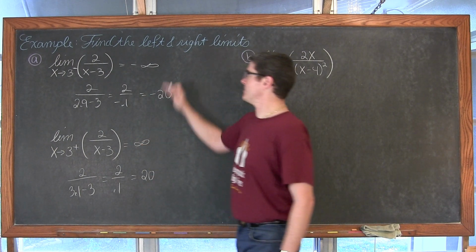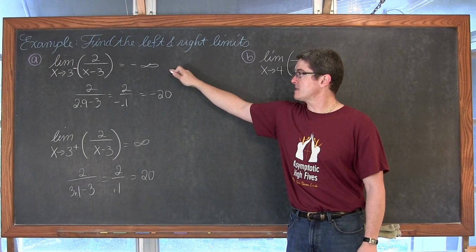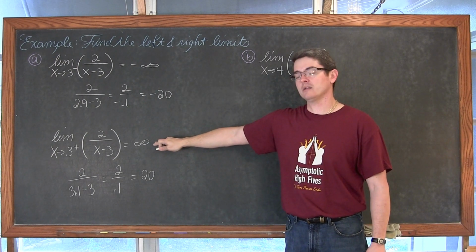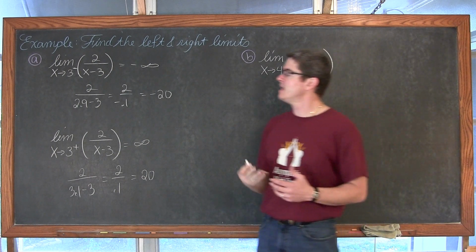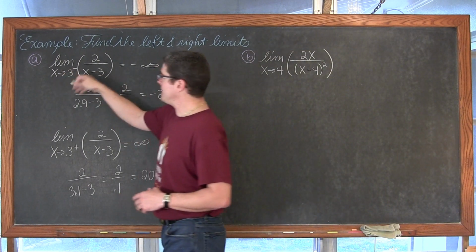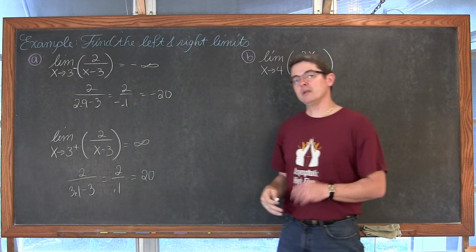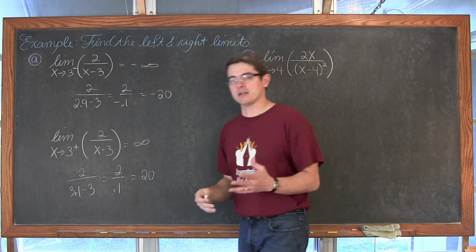Now, in this first example, our left limit is negative infinity. Our right limit, as we approach from the right, is positive infinity. So the two-sided limit, the limit as x approaches 3 of 2 over x minus 3, does not exist. The two-sided limit does not exist.